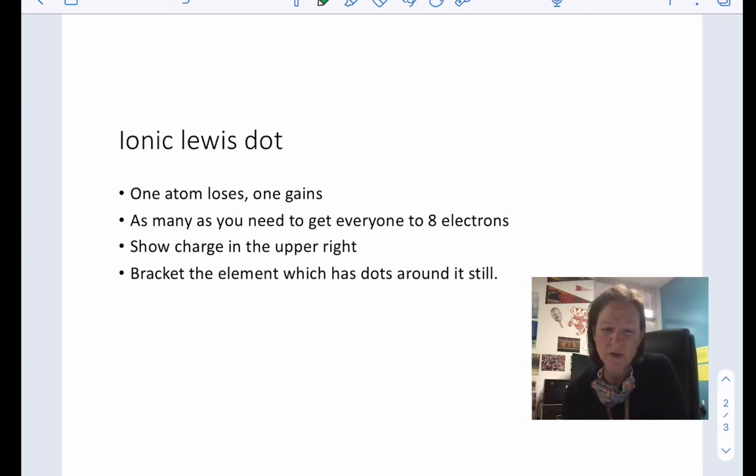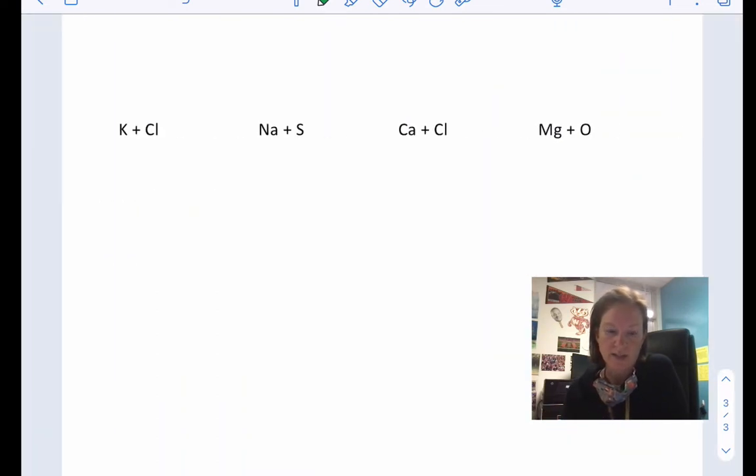So this video is only going to focus on how to make ionic Lewis dots. They're much easier than covalent, because for ionic, one loses and one gains, and there's only one way that you can do that so that everyone gets 8. Covalent, on the other hand, when we're sharing, there's lots of ways we can share in order to get to 8 electrons. When I draw a Lewis dot, I'm going to show charges in the upper right, and I'm also going to bracket. I'll show you what that means on the next slide.